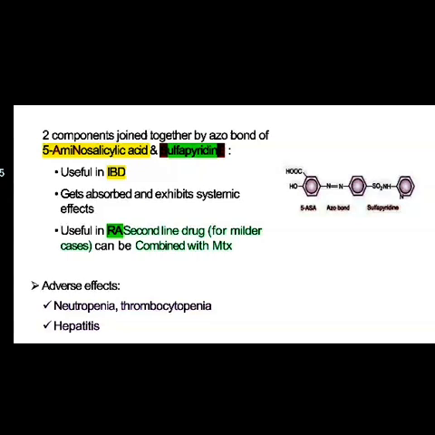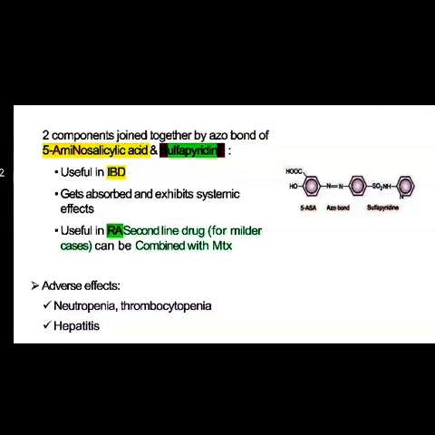combination products, that is 5-amino salicylic acid combined with sulfapyridine in a linkage that is called an azo bond, which is given in the picture, and these products are useful for control of rheumatoid arthritis. So what are these products and what is their usefulness?